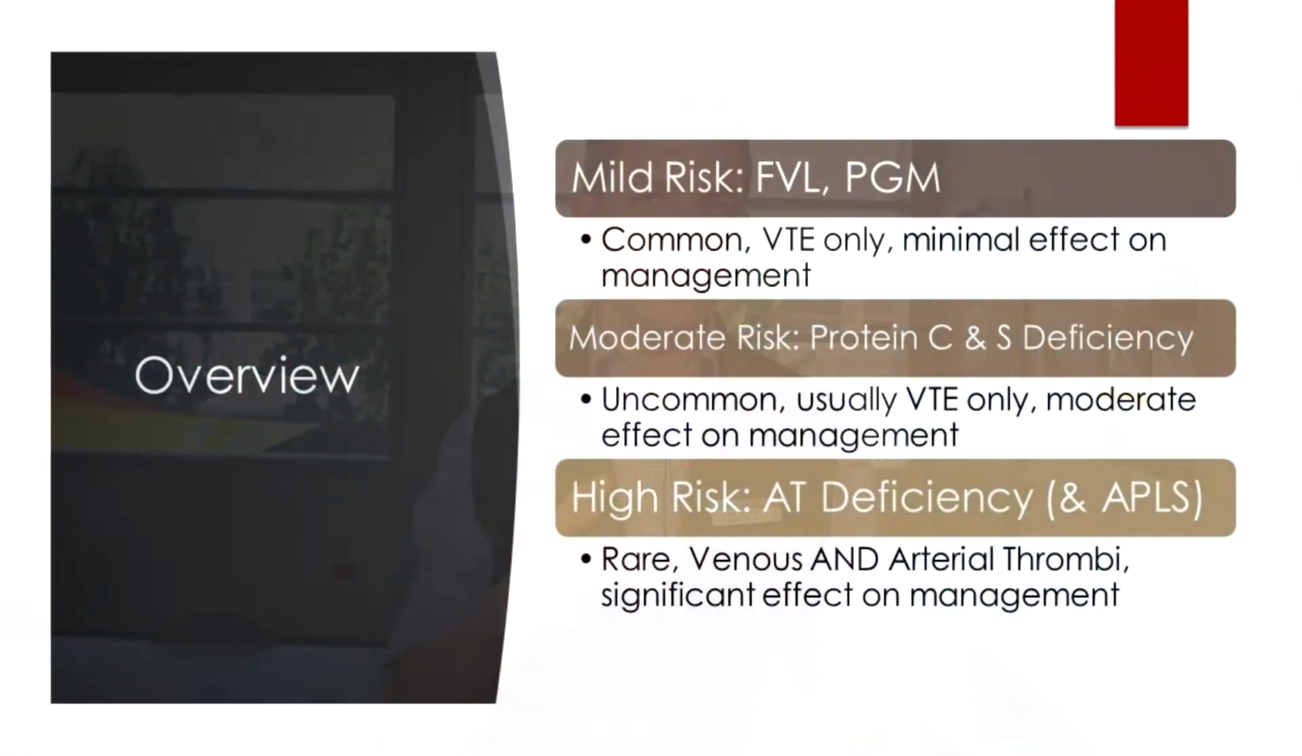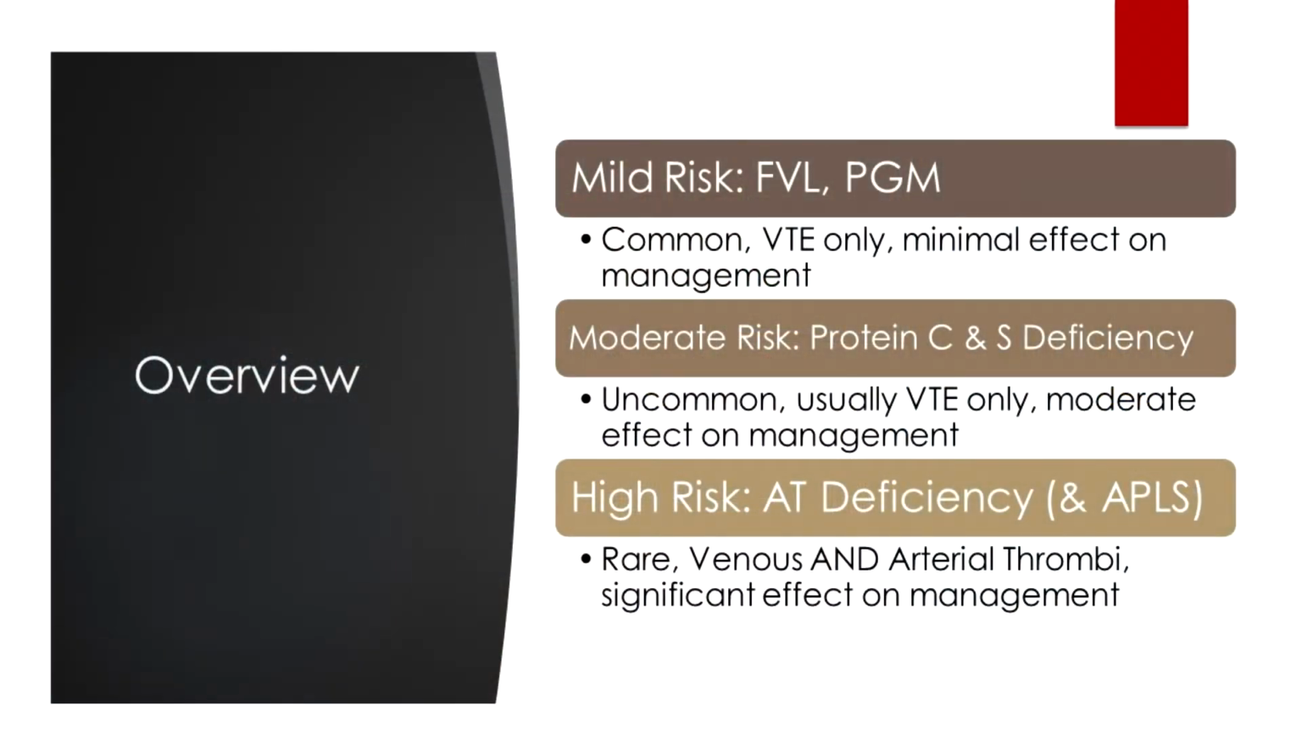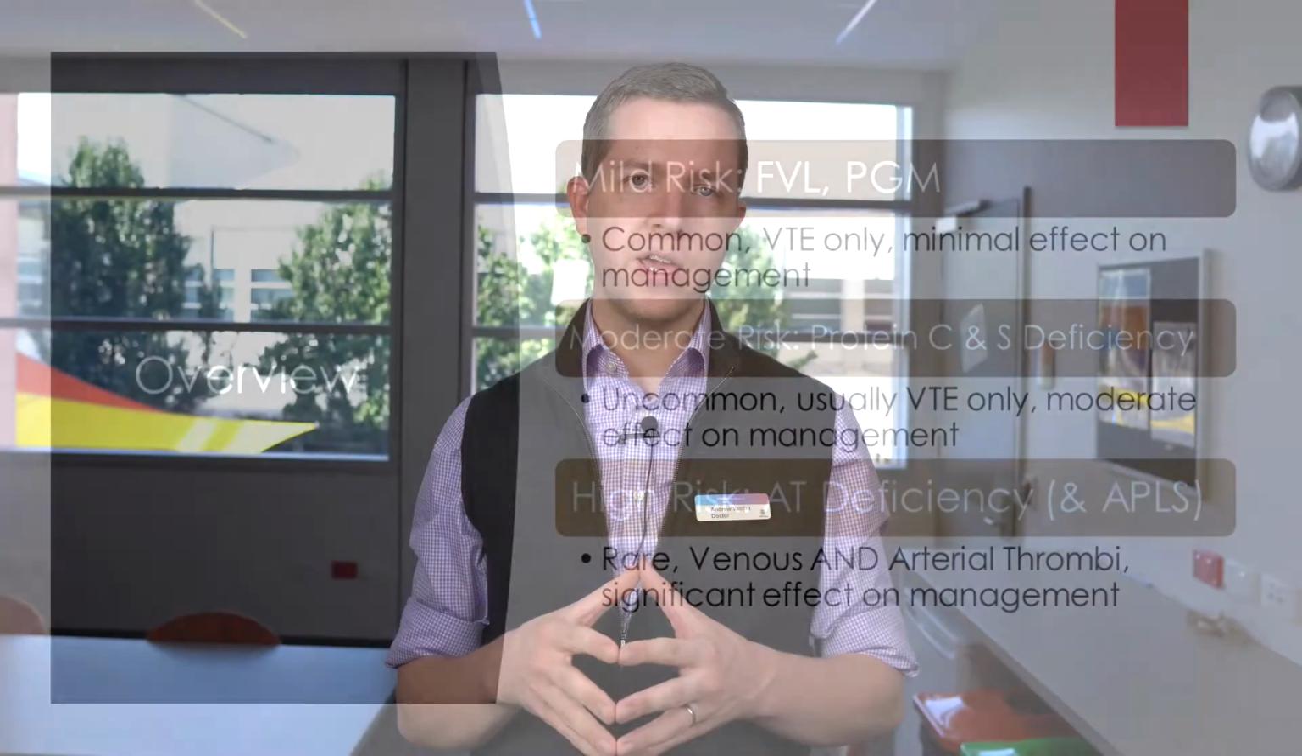So I would categorize these really into mild risk, factor V Leiden and prothrombin gene, with very minimal effect on management. They're very common, and the vast majority of people with these conditions in the community never develop an unprovoked event. Versus moderate risk, they're the protein C and S deficiency, much rarer, but more common in causing events. Still almost exclusively VTE. They don't really have a role in arterial thrombosis that's been well established. Versus the high risk conditions, so antithrombin deficiency and antiphospholipid syndrome. These are ones that are very high risk. They need to be taken very seriously. And they do actually have a role in arterial thrombi as well.